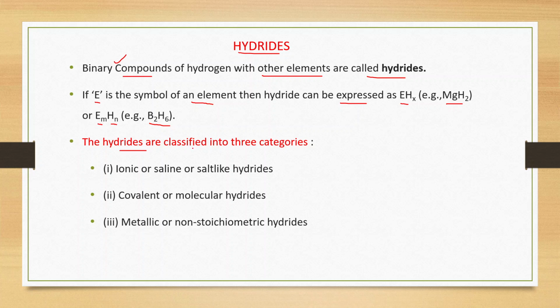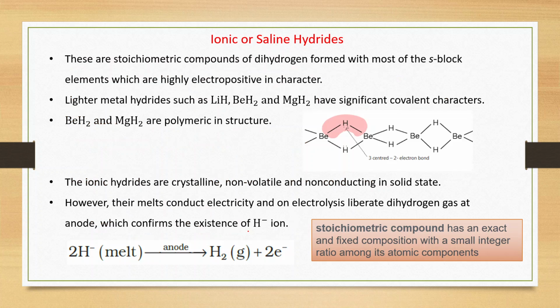The hydrides are classified into three categories. First category, ionic or saline or salt-like hydrides. Second category, covalent or molecular hydrides. Third category, metallic or non-stoichiometric hydrides. First of all, ionic or saline hydrides.